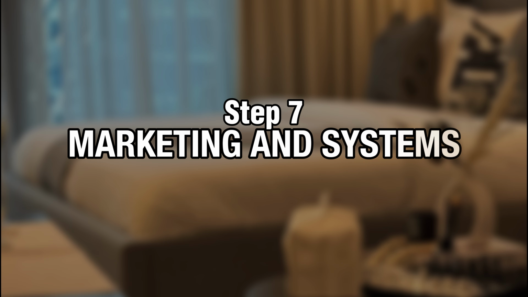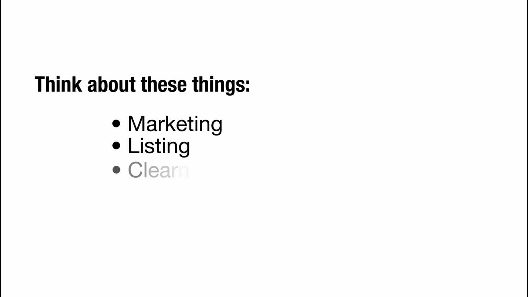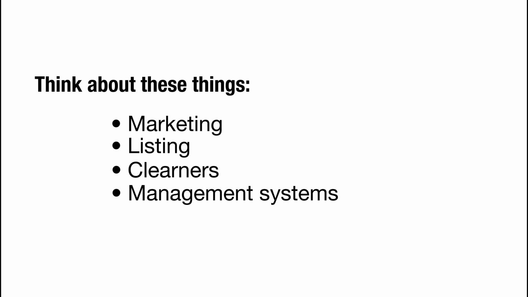Step 7, marketing and systems. Before the keys even land in your hand, you need to be thinking about these things. Your marketing, how you're going to market the property to sell it to guests. Your listing on platforms such as Airbnb and booking.com. What cleaners you're going to have in place to make sure you have a good turnover system. And what PMS or management systems you are going to use to make sure everything runs smoothly.